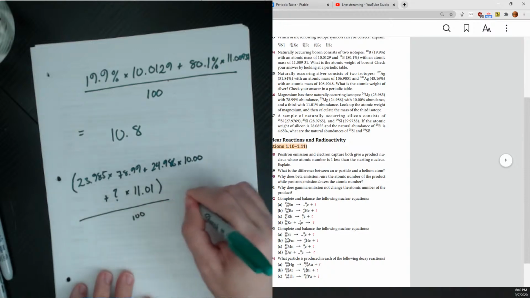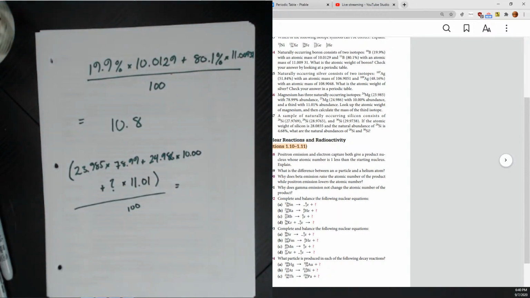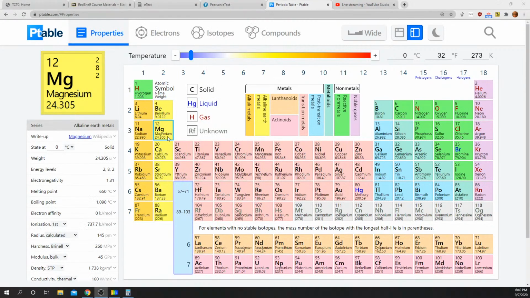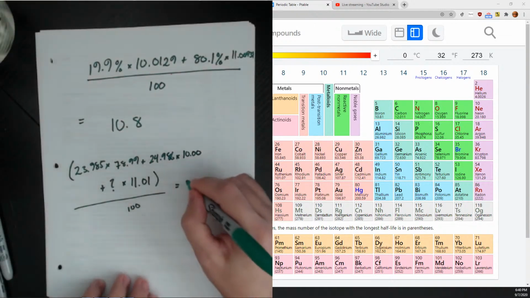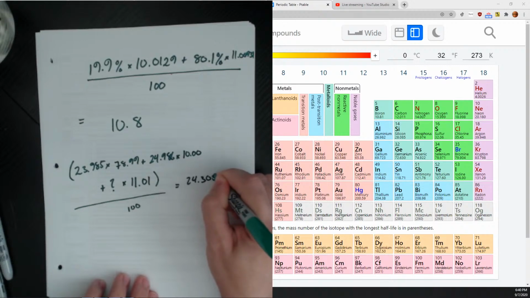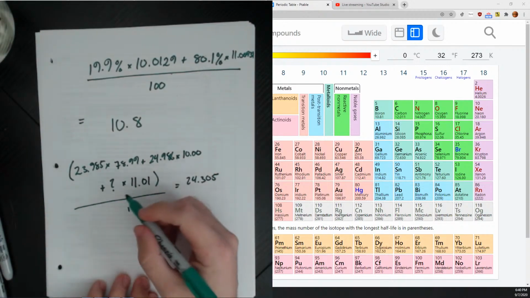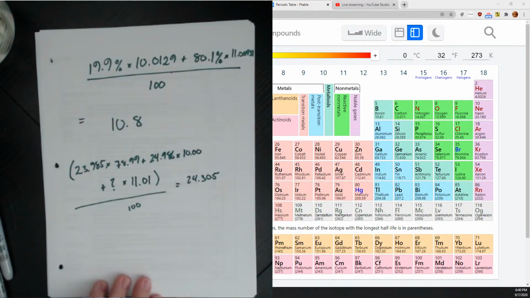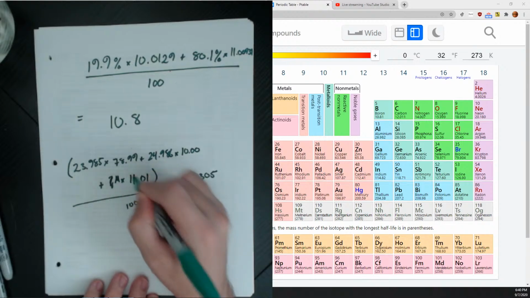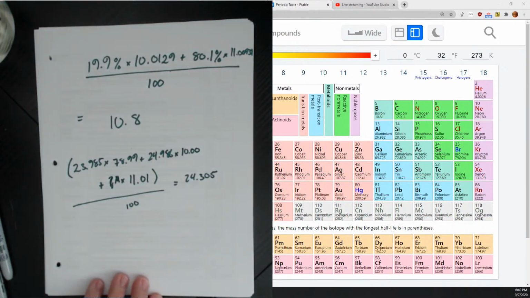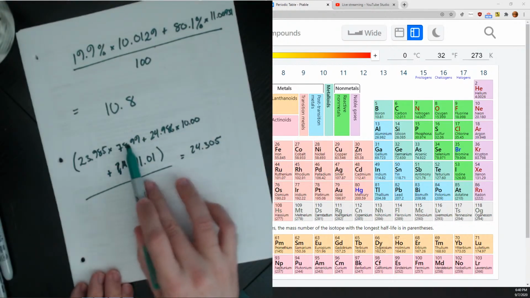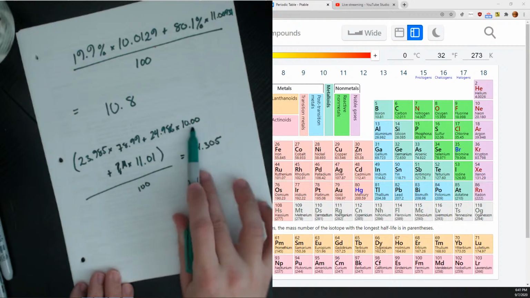divide by 100, and it gives us the average atomic mass of magnesium, which according to our periodic table is 24.305. All right, so now we just do our arithmetic to solve for our question mark. So let's replace that question mark with capital M for mass. All right. So multiply both sides by 100, and then I will go ahead and at the same time carry out these two multiplications.